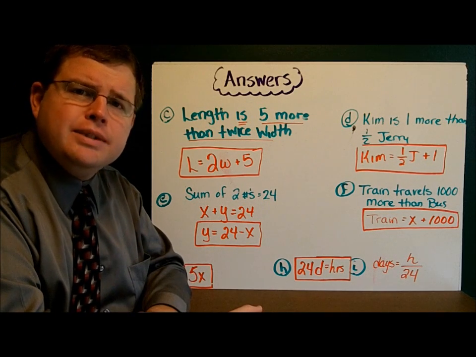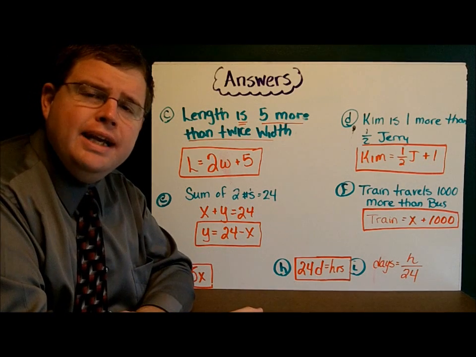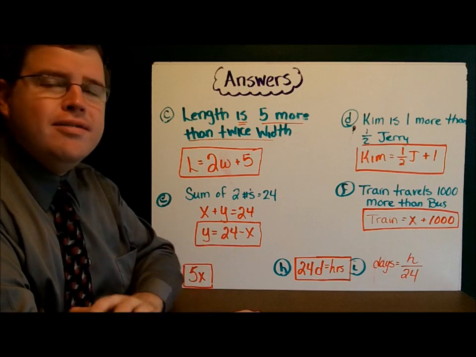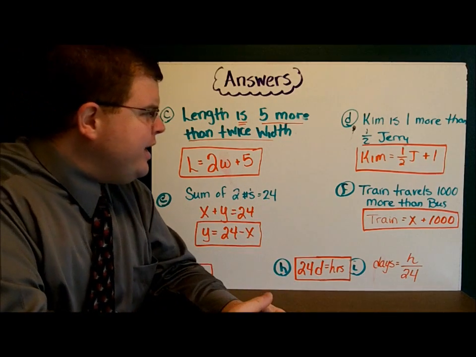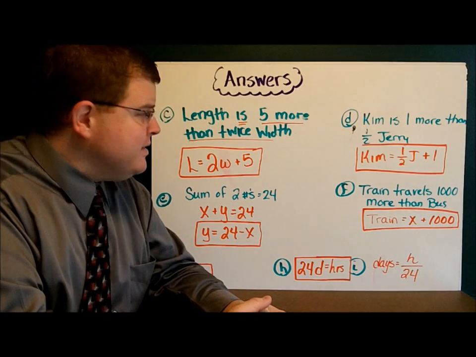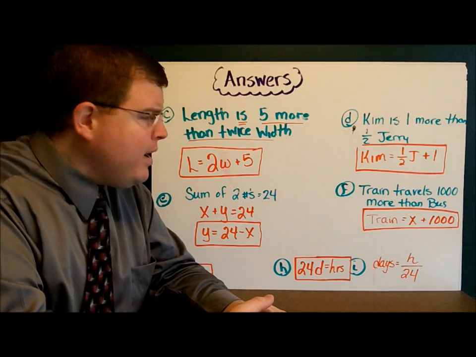Let's suppose x was 10. 24 minus 10, the other number is 14. And so the second number is going to be 24 minus the first number. That's a tricky one. F, we have a train traveling 1,000 more kilometers than the bus. Well, the train is 1,000 plus the bus.